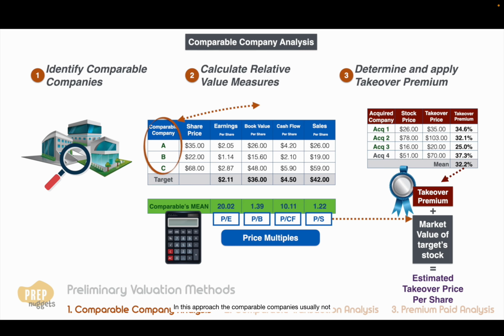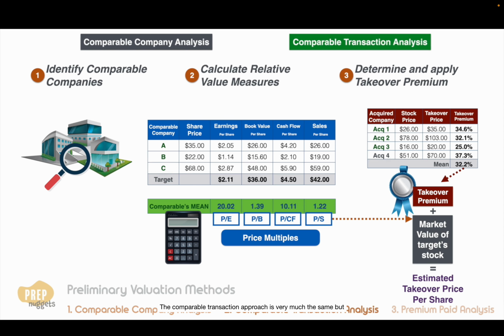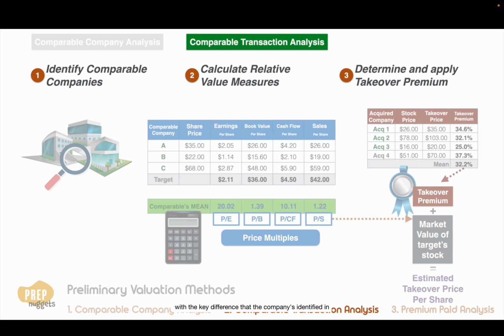In this approach, the comparable companies are usually not the same as the acquired companies used to determine the takeover premium in the final step. The comparable transaction approach is very much the same, but with the key difference that the companies identified in the first step are the ones acquired in recent merger transactions.